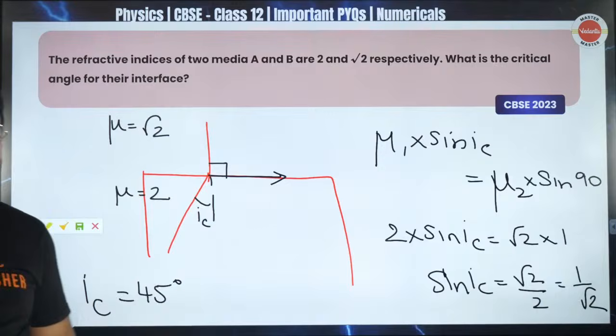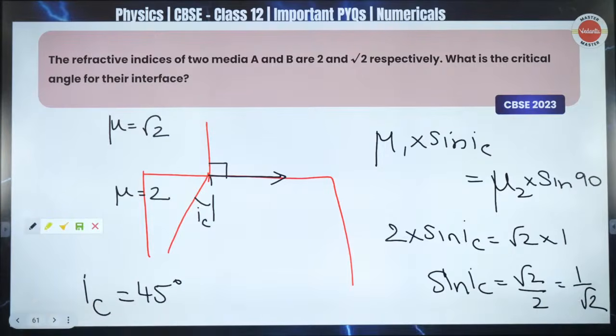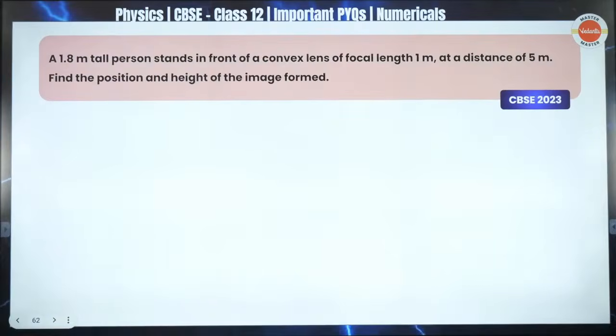Okay? The critical angle is 45 degree. Are you all clear? Everybody? Yeah, that's how you solve it. Next one.